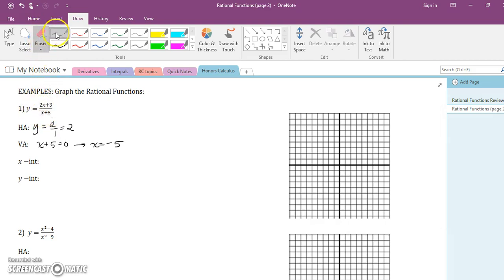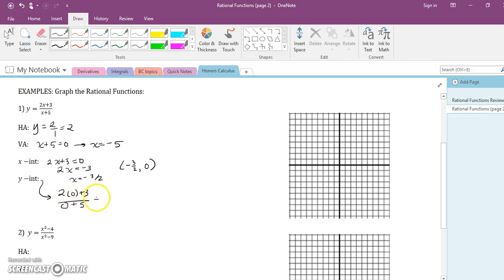the denominator. To find the x-intercept, I set the numerator equal to 0. That means 2x equals negative 3, which means x is negative 3/2. Write it as an ordered pair. To find the y-intercept, you let x be 0 and solve, or simplify, I should say. That all cancels. 3/5 is your y-intercept. 0, 3/5. So let's plot everything.